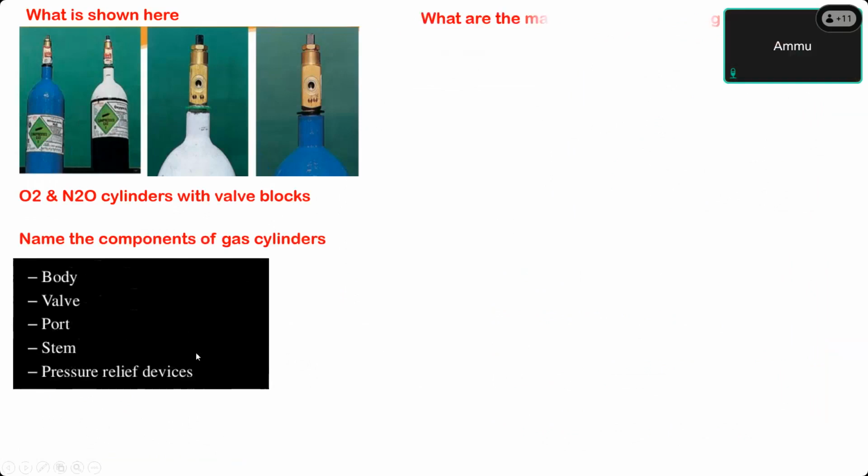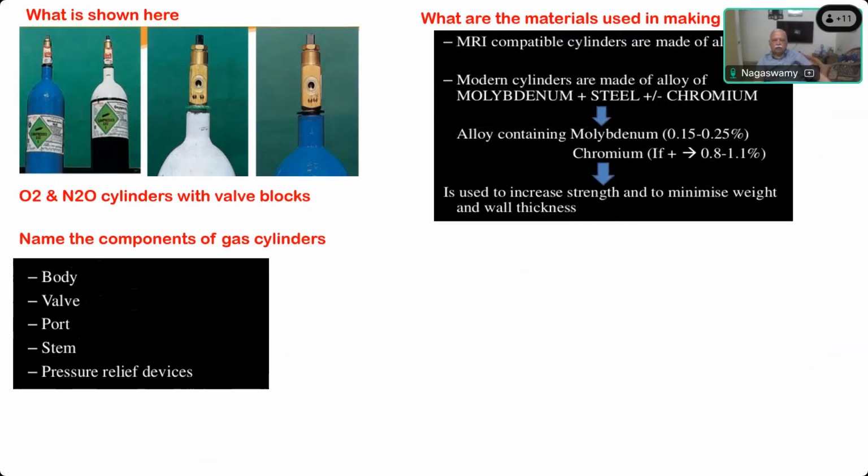And what are the materials used in the making of cylinders? All these portable cylinders and the cylinders in the manifold, what is the material out of which they are made? Molybdenum steel and also aluminum. MRI compatible cylinders are made of aluminum, whereas the other cylinders are made of what is called molybdenum steel, with chromium also.